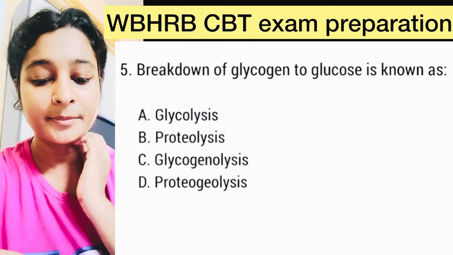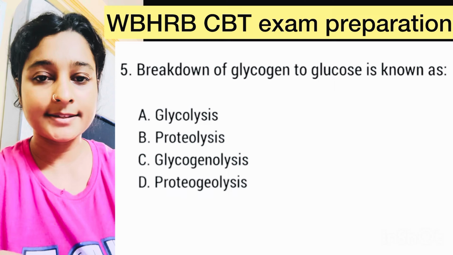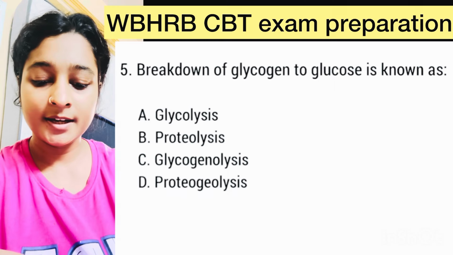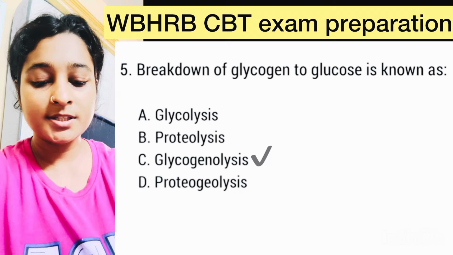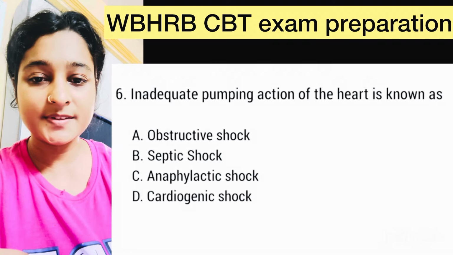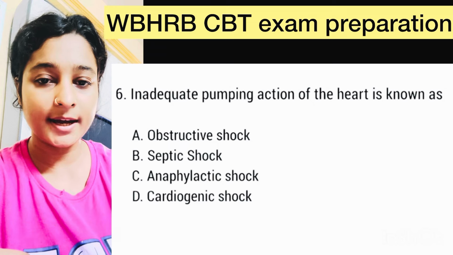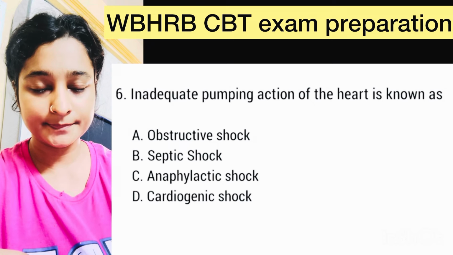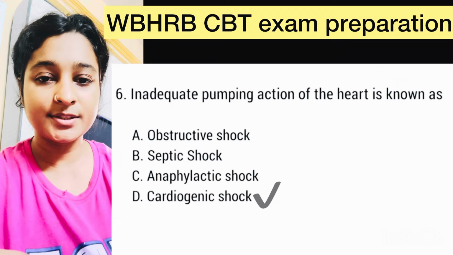Question number 5. Breakdown of glycogen to glucose is known as. Here, correct option is option C, glycogenolysis. Question number 6. Inadequate pumping action of heart is known as. Here, correct option is option D, cardiogenic shock.